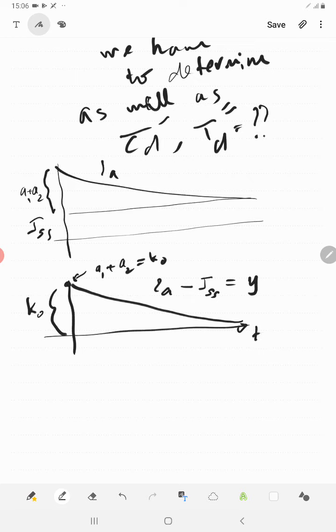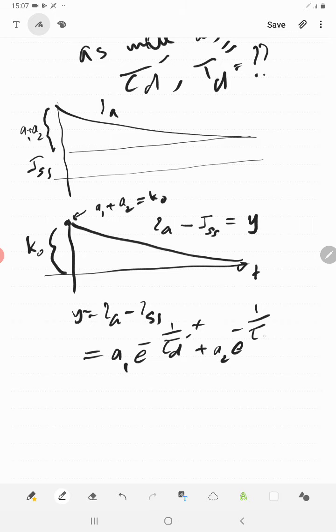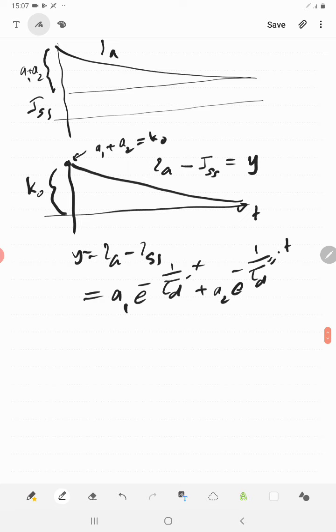Now, how to separate A1 and A2? Now, y, IA minus I steady state, is actually A1 e to the minus 1 over tau transient times t plus A2 e to the minus 1 over tau subtransient times t. Now we don't know the time constants and we don't know A1 and A2, but at time 0 these exponentials will be 1, so A1 plus A2 at time 0 is K naught.